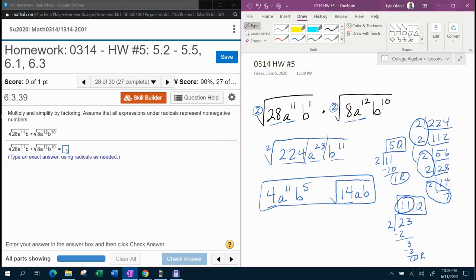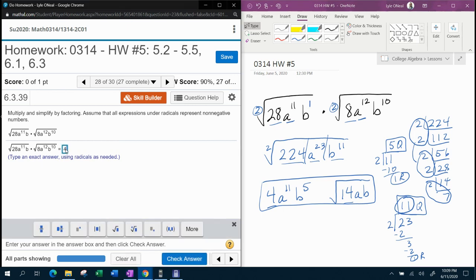Let's see if we're right. We have 4a to the 11th b to the 5th, square root of 14ab.